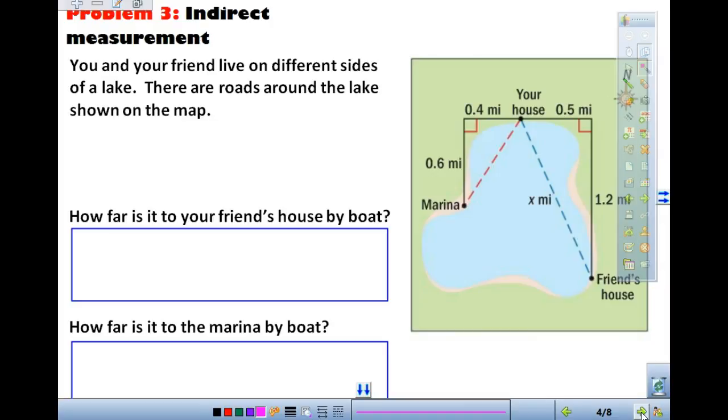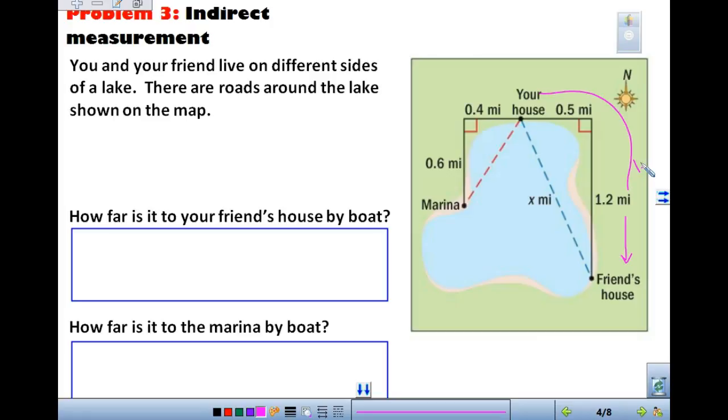So let's look at this one. You look at the problem and it says, what's this indirect measurement? You and your friend live on different sides of the lake. If you were going to drive there, how many miles would you be going from your house to your friend's? If you were going to go by road, how many miles are you going? 1.2 miles. Well, that's from here to here is 1.2. But your house is way over here.